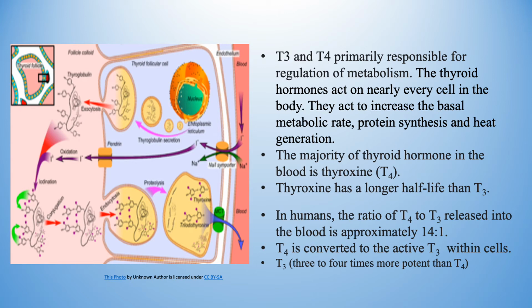The majority of thyroid hormone in the blood is thyroxine, or T4. It's basically 14 times more than T3. And thyroxine has a longer lifetime than T3. That means it can stay in the bloodstream longer than T3. However, T4 is converted to active T3 within the cells. And T3 is more potent, 3 to 4 times more potent than T4. That means a small amount of T3 has a bigger effect than T4.